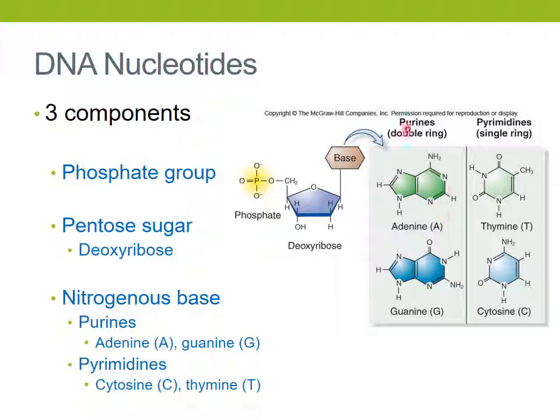Okay, so the purines are the A and G bases, adenine and guanine, and the pyrimidines are the T and C, thymine and cytosine.